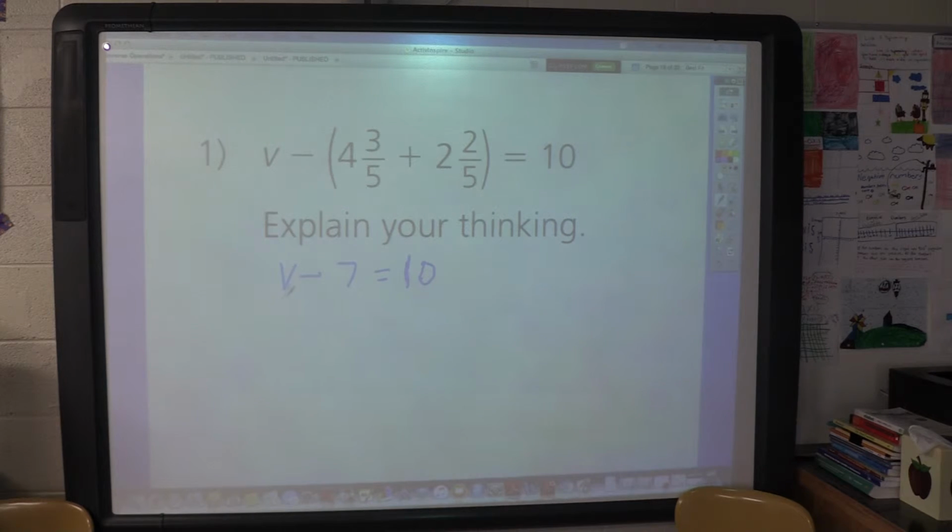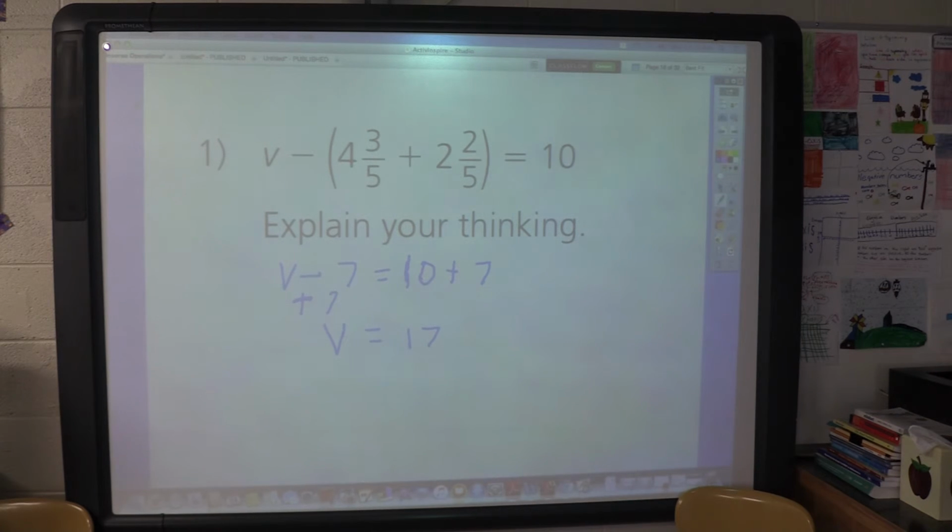So what I need to do here is the opposite of this operation, subtract. I need to add. And I need to add 7 to this. If I'm subtracting 7, I need to add 7. So I'm going to add 7, and by doing that, it's going to cancel these two values out. It's going to cancel -7, +7 out, and I'll be left with v. Now, if I add 7 here, I have to add 7 here. So 10 plus 7 equals 17. So I really did use inverse operations to find the value of v.